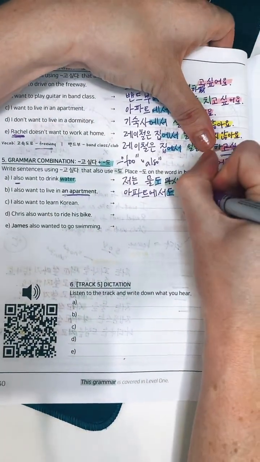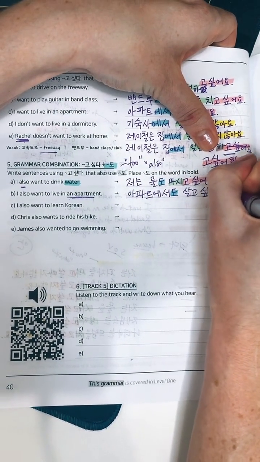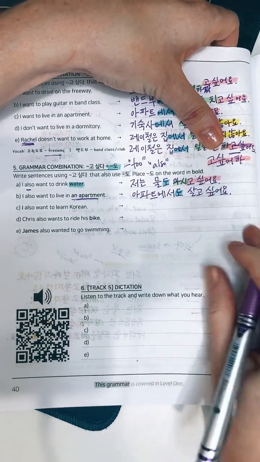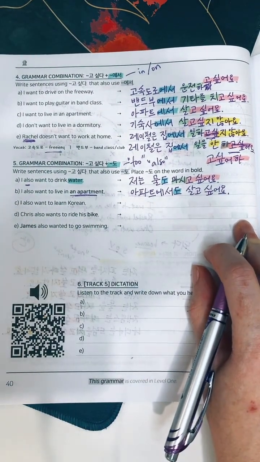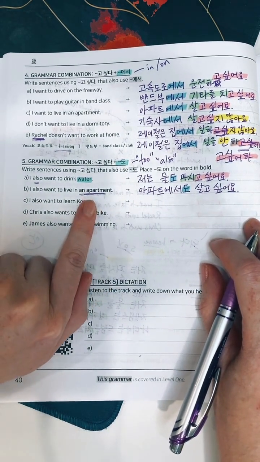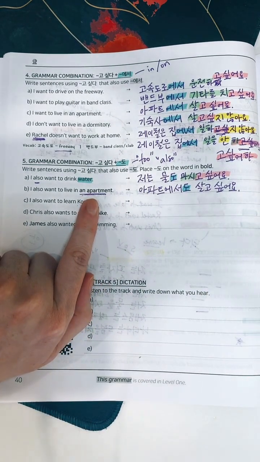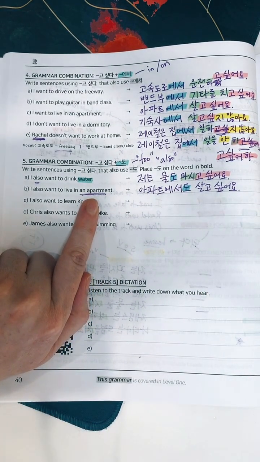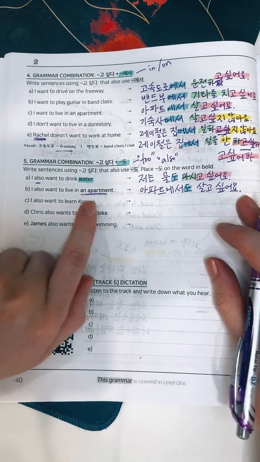I want to live is 살고 싶어요. 아파트에서도 살고 싶어요. I want to live in an apartment as well as other places. I also want to live in an apartment. So you're talking, you'd like to live in an apartment, you'd like to live in a condo, you'd like to live in a townhouse, but also an apartment.